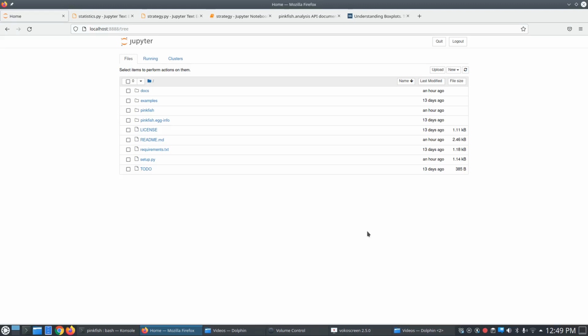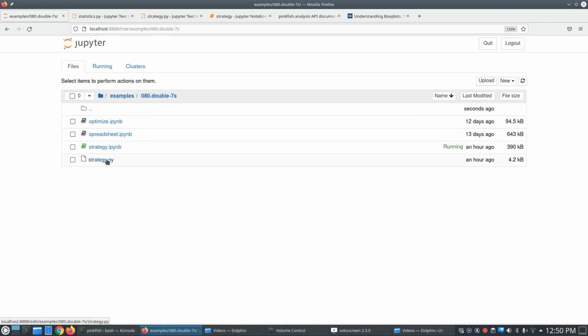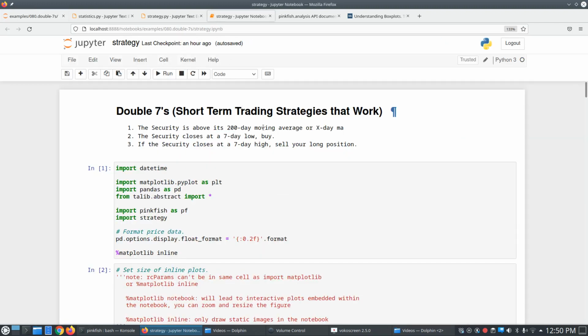Today, I'm going to go over the double sevens example, and this will be part two, the algorithm, which is in strategy.py. In part two of this series, we're going to go over the notebook for this strategy. And in this notebook, we instantiate the strategy, we run the strategy, and then we analyze the strategy. So we'll open that up. I already have it open here.